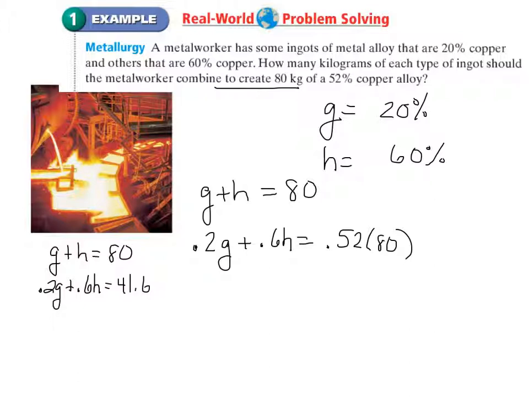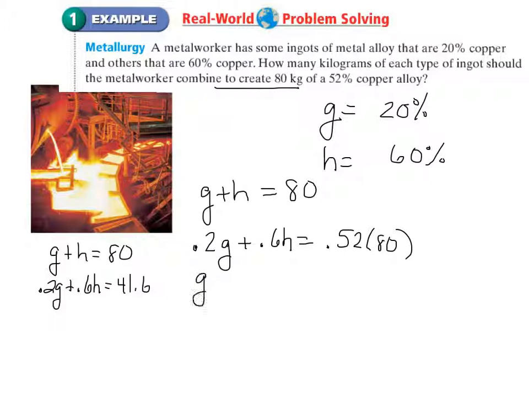Now, you can actually use whatever method you want. Most people, hardly anyone ever picks graphing. I look at this and go, it's already lined up. So I can multiply the G by negative 0.2 to get rid of the G's, or I can multiply the H by, let's say, negative 0.6 and get rid of the H's. What do we want to do? I'm going to use substitution. That sounds good. So the first thing I'm going to do is solve the first equation for G.